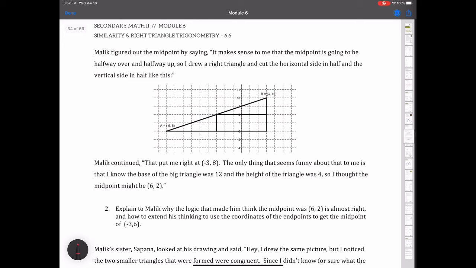Malik figured out the midpoint by saying just that. "It makes sense to me that the midpoint is going to be halfway over and halfway up, so I drew a right triangle, cut the horizontal side in half, and the vertical side in half, like this." So he both cut the horizontal side in half and the vertical side in half, and what he ended up doing was he created those two larger right triangles by cutting those sides in half. Malik continued, "That put me right at (-3, 8). The only thing that seems funny about that to me is that I know the base of the big triangle was 12 and the height of the triangle was 4. So I thought the midpoint might be (6, 2)."